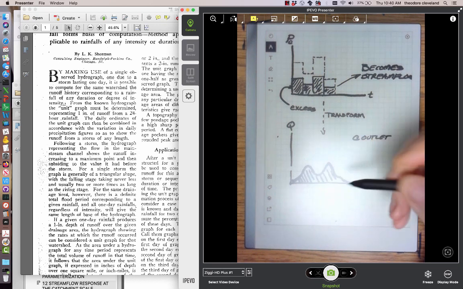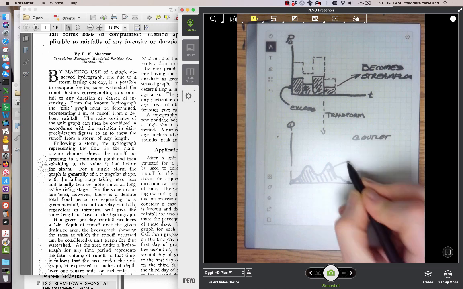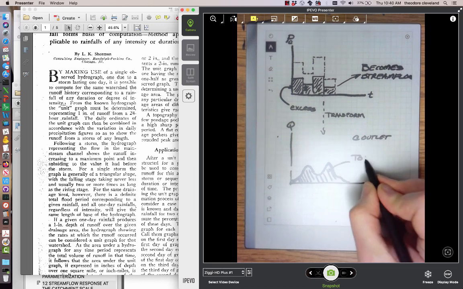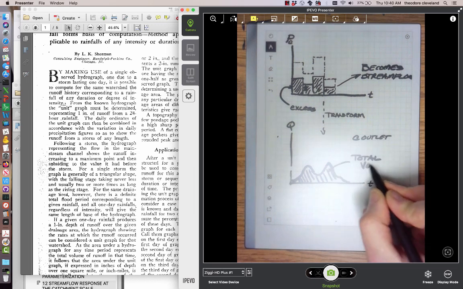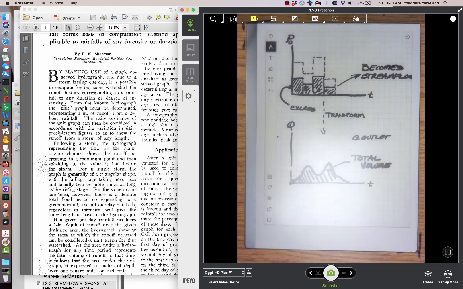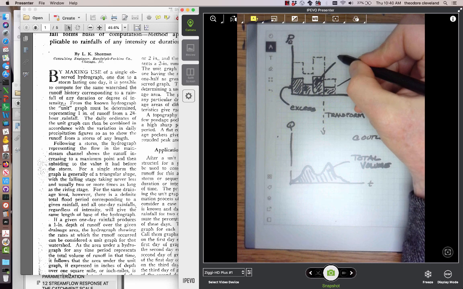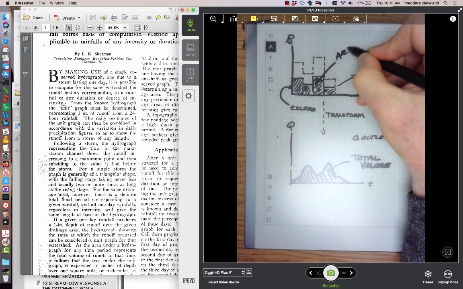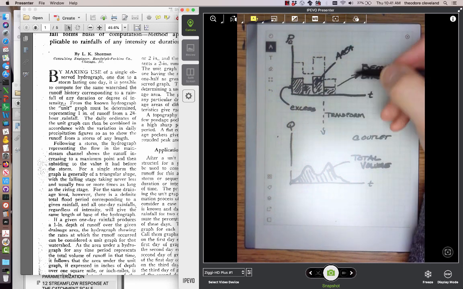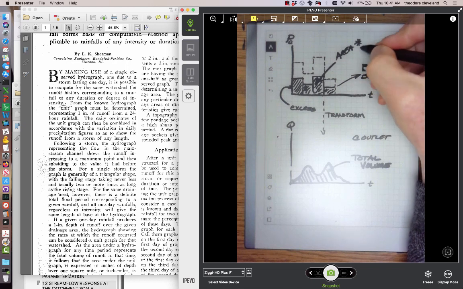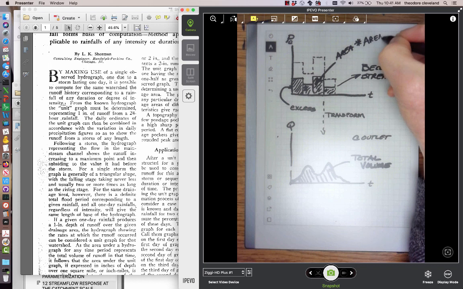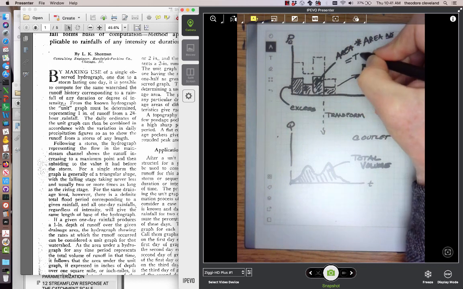The area under this curve is total volume that left the watershed. The area under this curve is the total depth that came into it. If you multiply it by the area of the watershed, that equals the total volume.